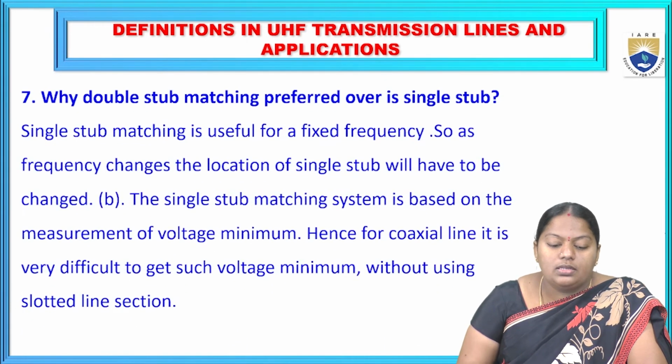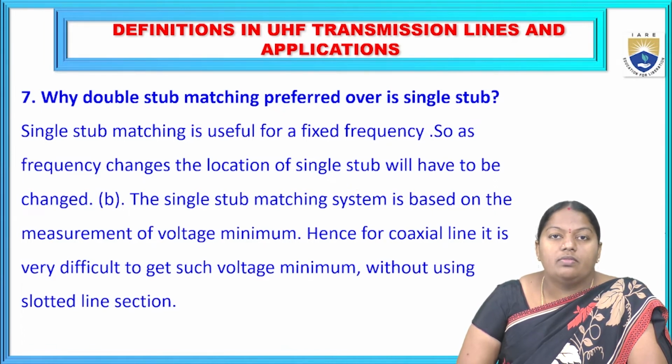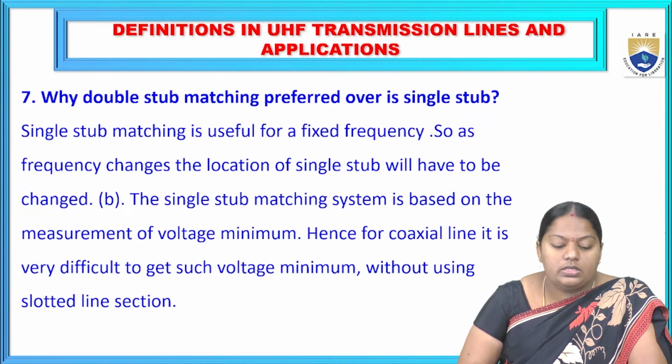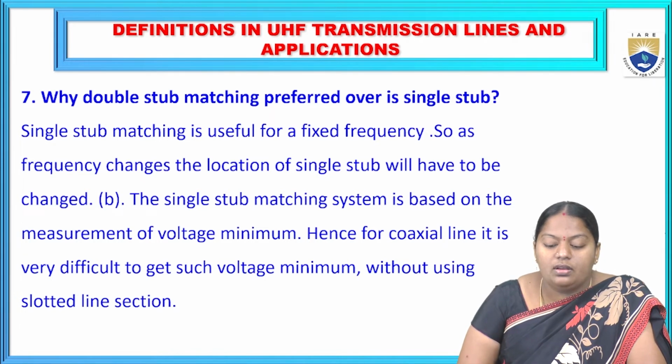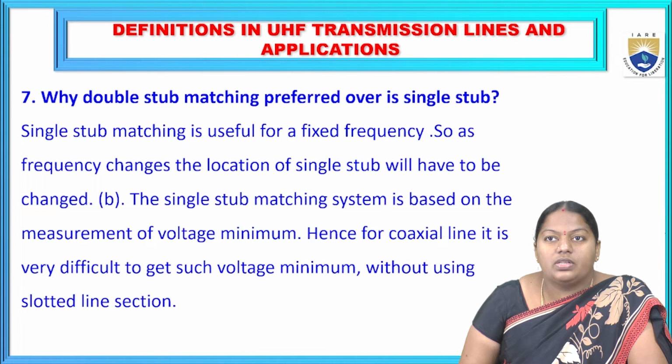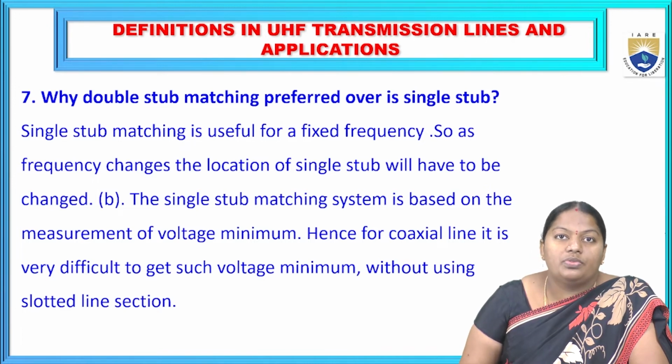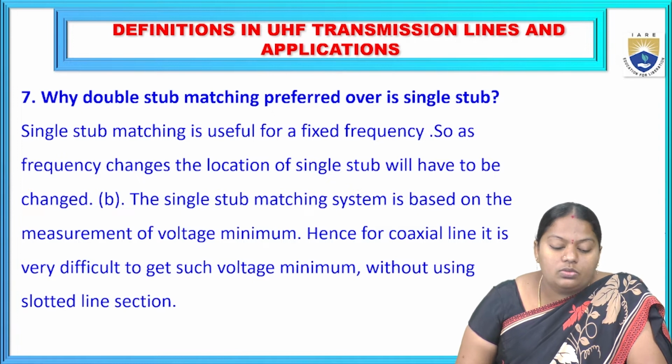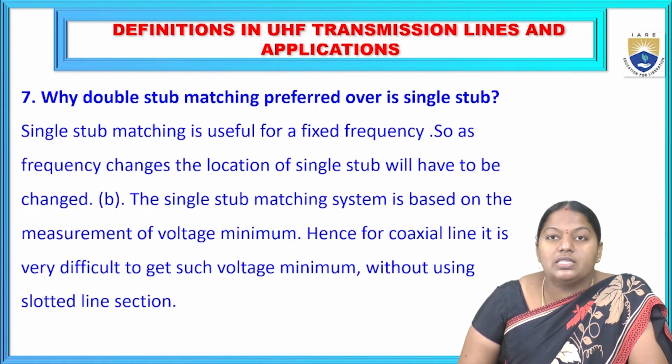Next, why is a double stub matching preferred over a single stub? What are the drawbacks that exist in the single stub? Why do we prefer double stub matching? With the help of double stub matching, we get the maximum impedance matching. Single stub matching is useful for a fixed frequency. If you want to go for a variable one, we go for double stub matching. So, as the frequency changes, the location of the single stub will have to be changed.